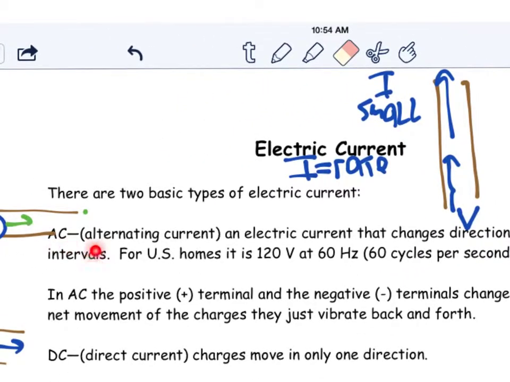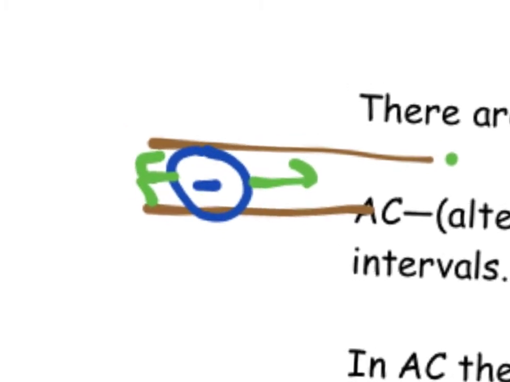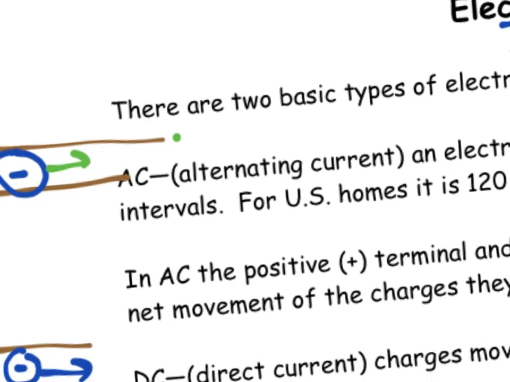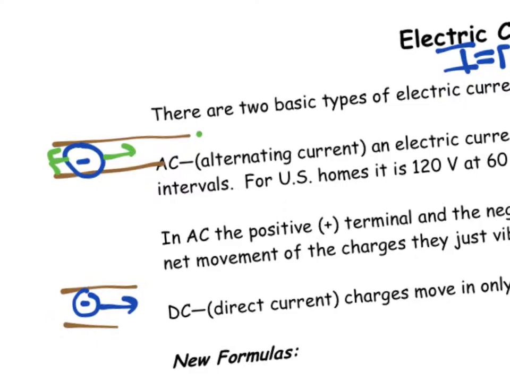One is called alternating or AC current. That changes directions. So if I'm looking at an electron, it's going to sway back and forth at a certain rate. The rate is based on the frequency of the electron flow. Typically it's 60 hertz.